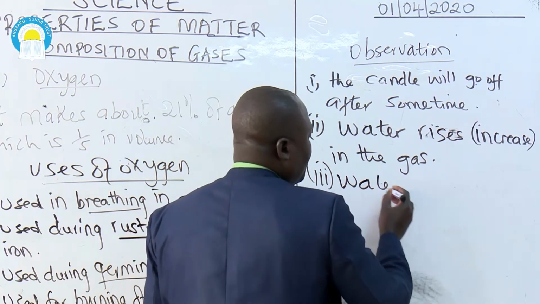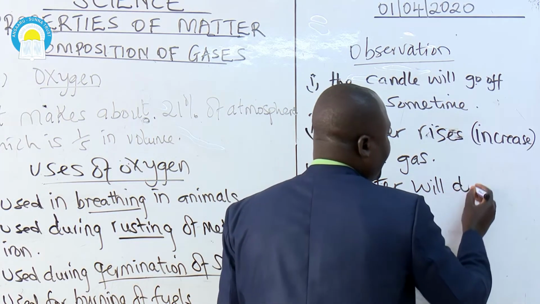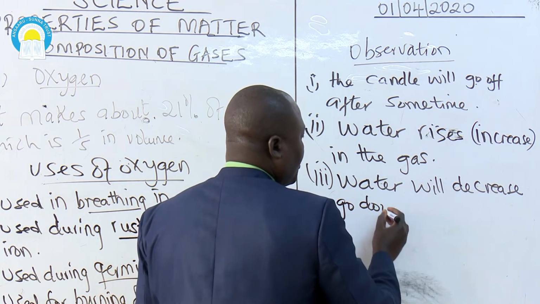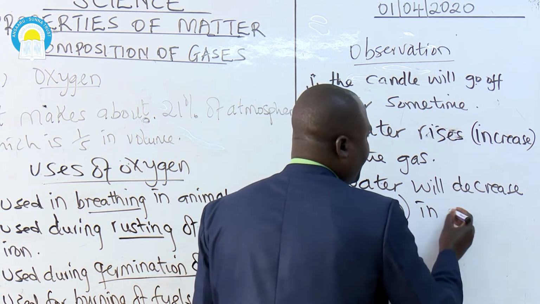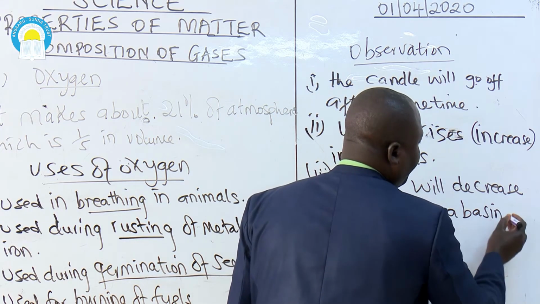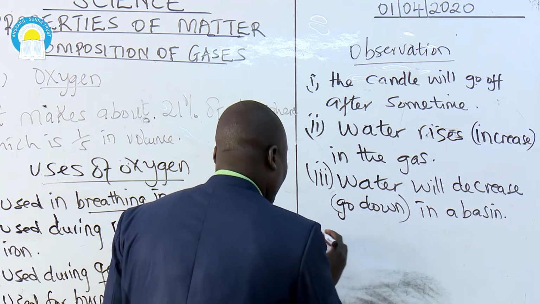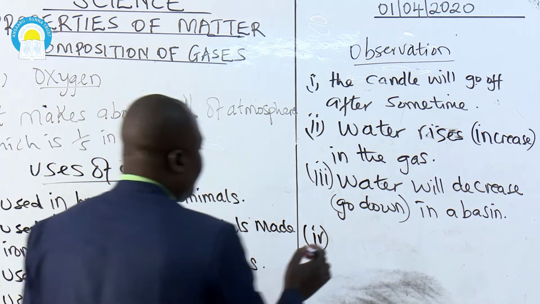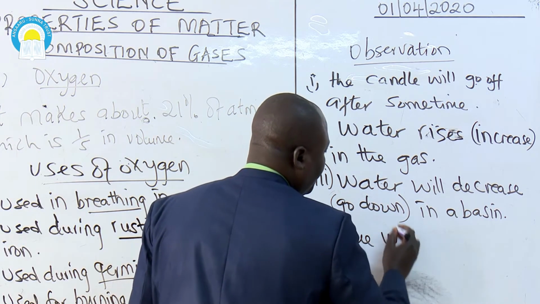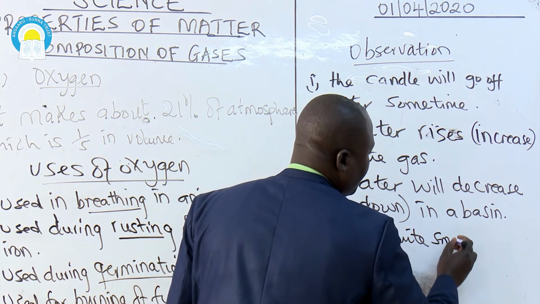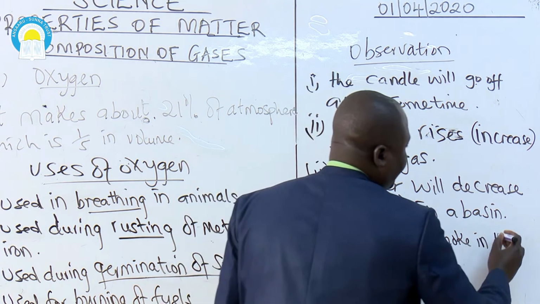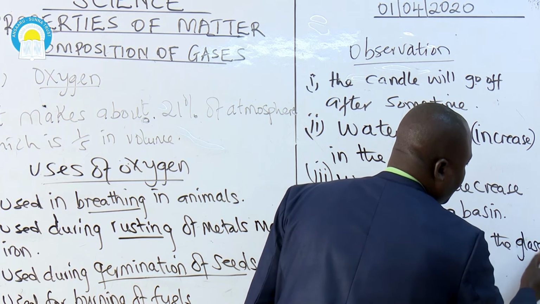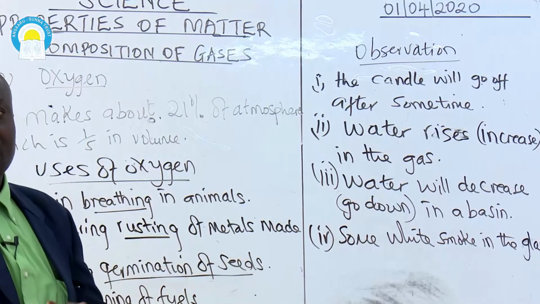Water will decrease or go down in the basin, or if you want, the plate. Then number 4, another observation is that you are going to see some white smoke in the glass. So those are the observations you are going to make.